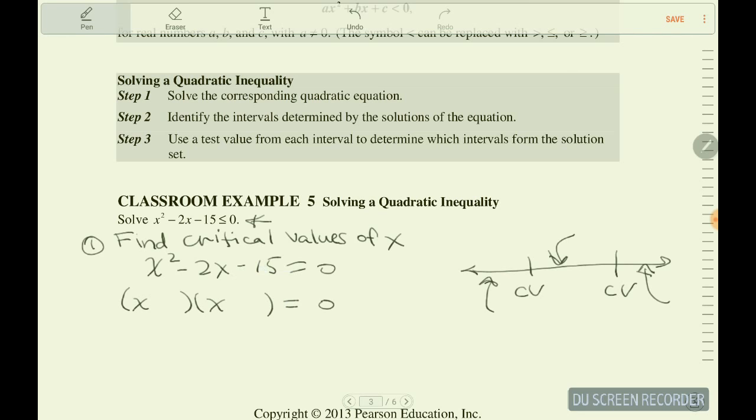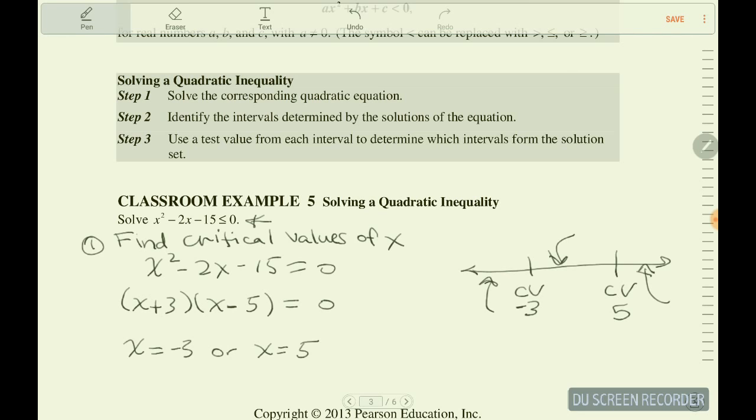Let's see, to get negative 15, I could multiply negative 5 and positive 3. And I think I need to change the signs. Let me do -5 and +3. That way I'll have a negative difference there. And that means that x is -3 or x equals 5 would be my critical values. So my critical values are now -3 and +5.